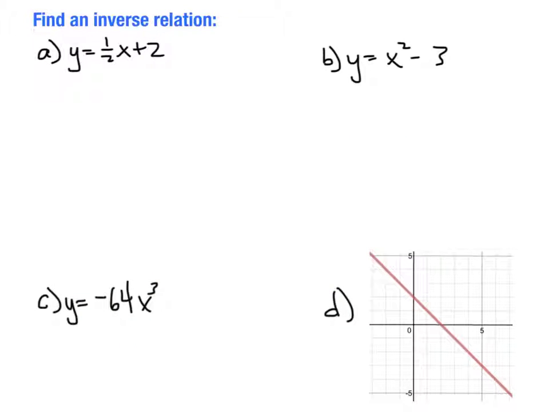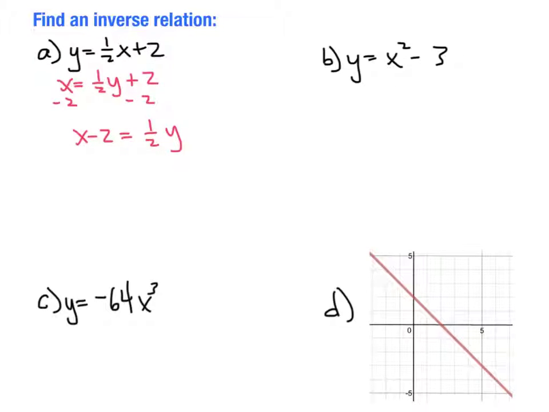Alright, so a few more examples. If we have y equals 1/2 x plus 2, and I'm going to find an inverse relation, my first step is to swap x and y. X equals 1/2 y plus 2. Solving for y, I subtract 2 from both sides. So x minus 2 equals 1/2 of y.